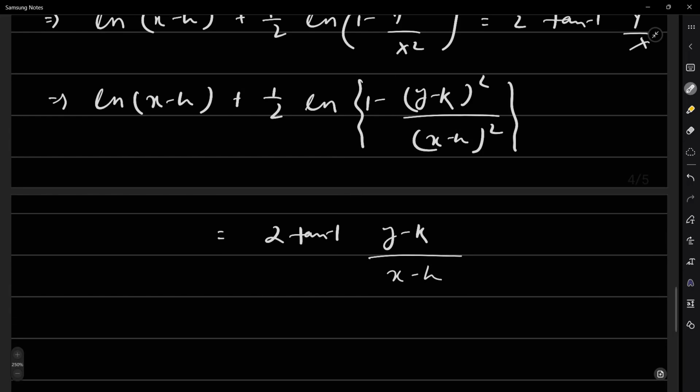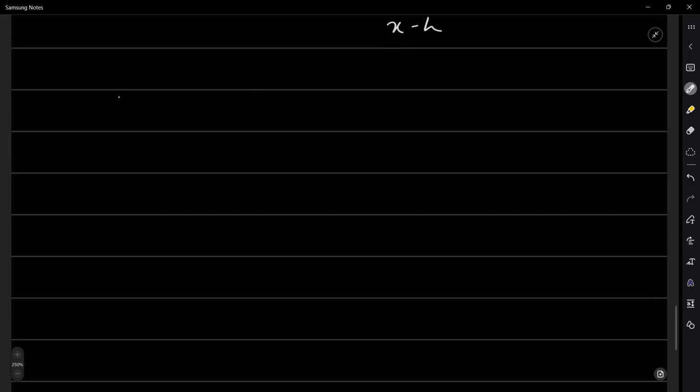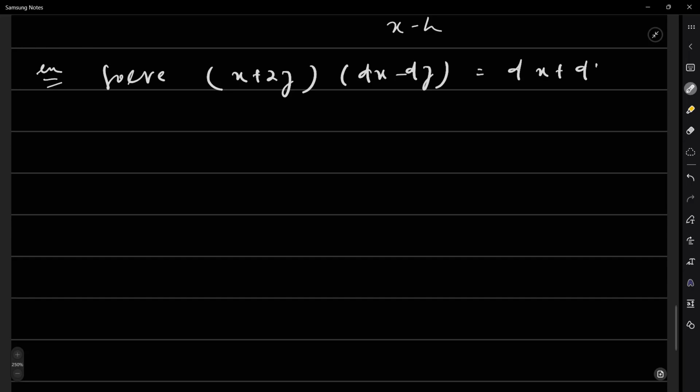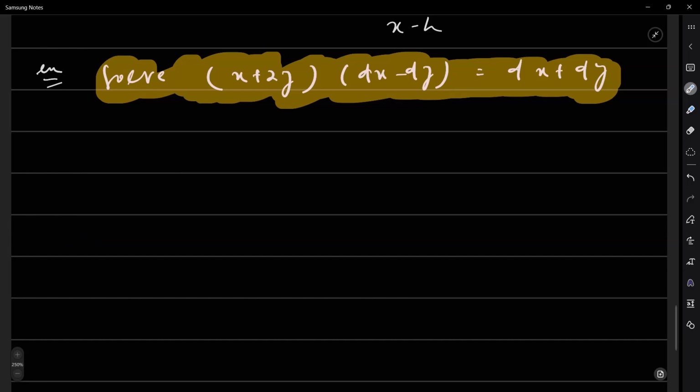We can take another example for your better understanding. The question is, solve x plus 2y into dx minus dy equal to dx plus dy. So how to make the solution, right? Let's do this. Multiply x into dx minus dy plus 2y into dx minus dy is equal to dx plus dy.